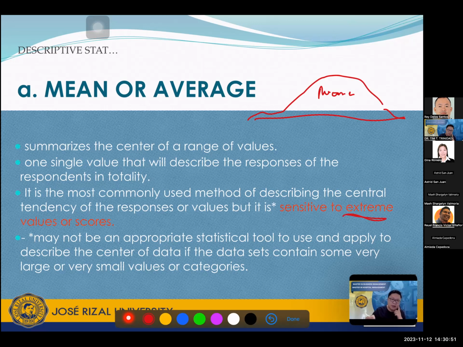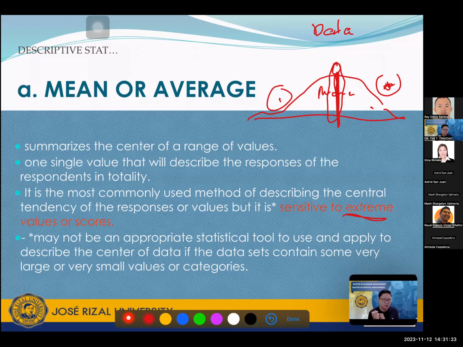Kasi when we say mean, dito lang tayo nakatingin. Hindi tayo nakatingin sa mga outliers, yung mga extremes. So if you are going to describe your data using the mean, okay, what we are only looking at is the center. We might be missing those who are outliers or who are different or who are variants of the set of data. Okay, so it may not be an appropriate statistical tool to use and apply to describe the center of the data if the data sets contain some very large or very small values.